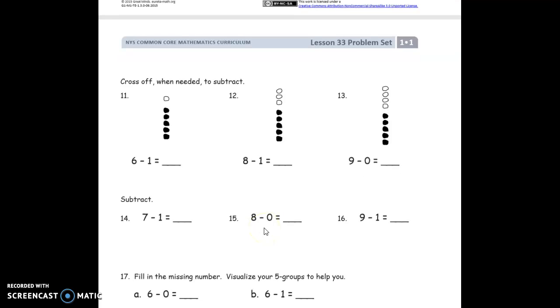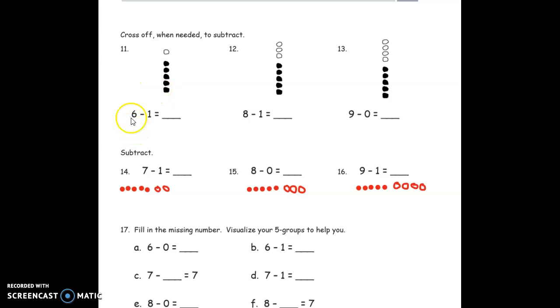Look down at numbers 11 through 16. Let's look at number 11. 6 subtract 1. They already drew their 6 circles for us. We need to subtract 1. That means to take away how many? 1. And we have a 5 group left. Look at number 12. 8 subtract 1. How many do we take away? 1. How many do we have left? 5, 6, 7.